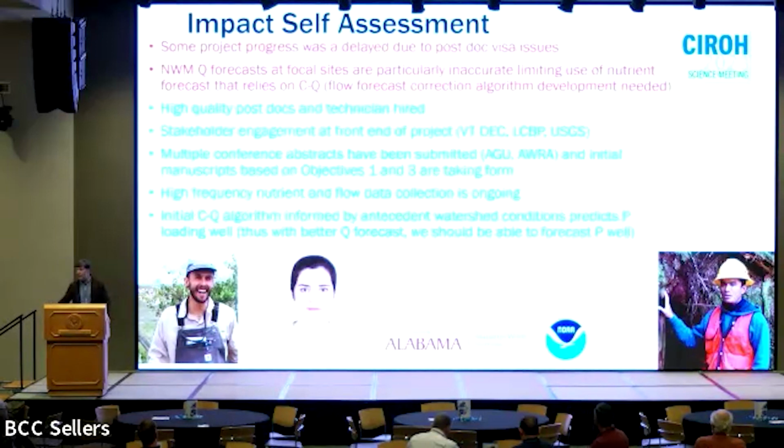Self-assessment: in this case, we have a couple of reds that held us up. We had postdoc visa issues, so one of the sensor postdocs wasn't hired till July. So we're a little slow there. And then more importantly, at the focal watersheds, which are smaller watersheds in Vermont, we've had poor performance in the National Water Model. We were surprised at how it was doing in these smaller headwater developed watersheds. So we have to develop a forecast correction algorithm before we can develop a meaningful forecast derived from CQ, essentially.